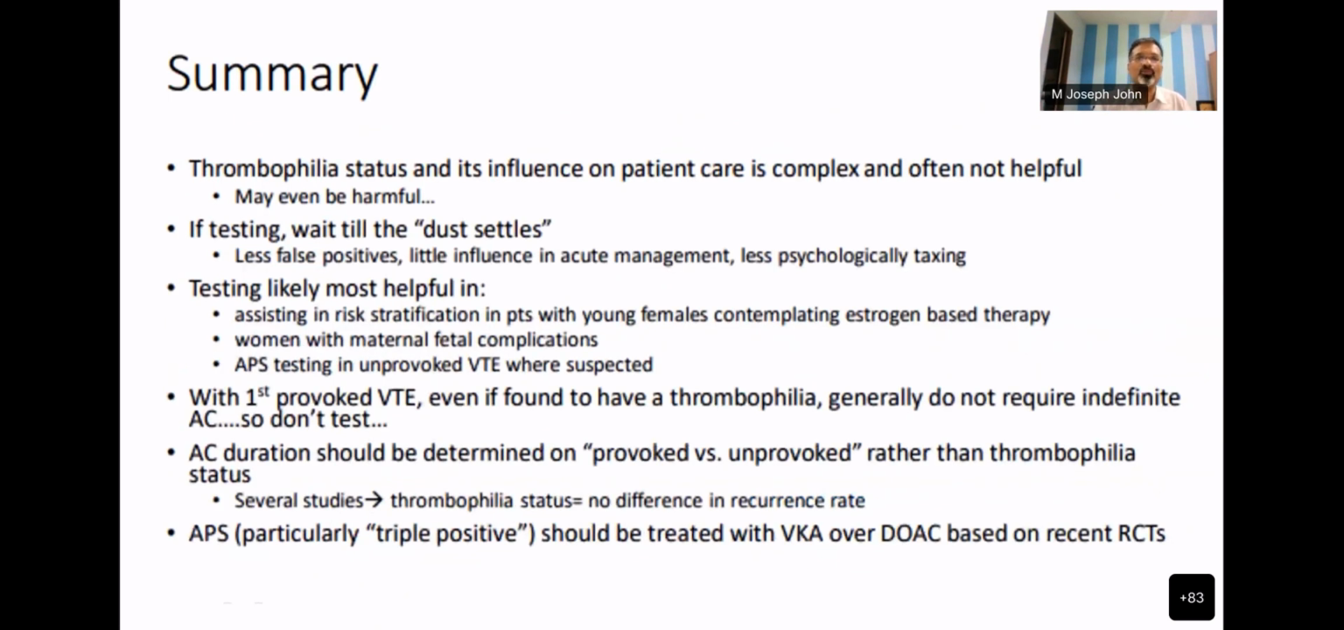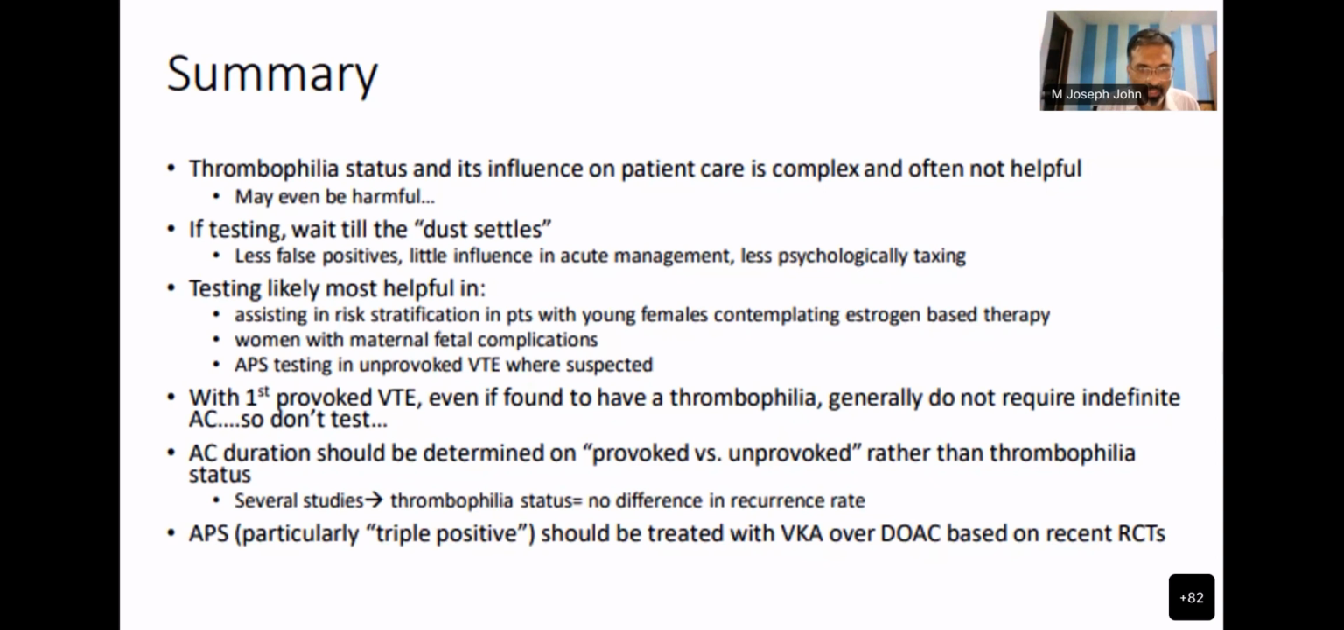In summary, thrombophilia status can influence patient care in a complex, often not so helpful way. If testing, wait till the dust settles is one of the adages, because there are fewer false positives that way. It is helpful in risk stratification among young patients who require estrogen therapy, as I mentioned. For maternal-fetal complications, testing may be helpful, especially for APLA. APS testing in unprovoked VTE is a good thing to do. And watch out for MPN, at least with CBCs, and watch out for PNH.